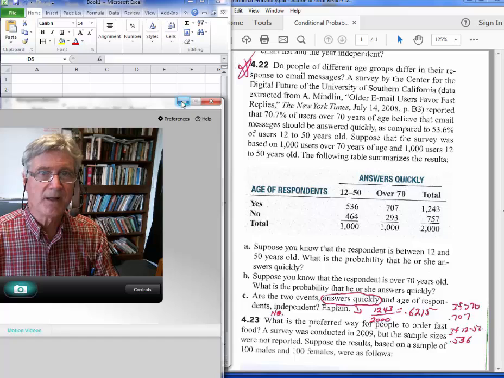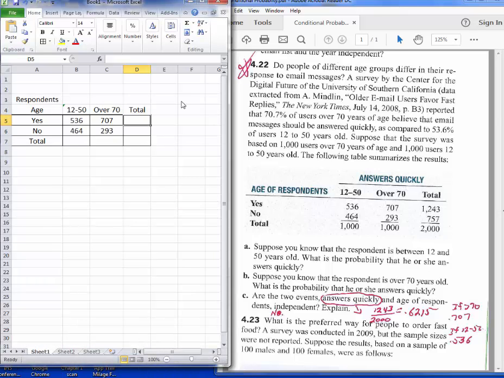I moved my face off of here so you can see better. This is how it would likely look if I were to give you a problem like this on the test. I wouldn't give you the totals, I would just give you the observations and ask you to find them. And here's how you do that. So that's the total for ages 12 through 50, and then I can just copy that over there. That's the totals for ages over 70. And then for the responses that said yes, we can sum them this way.